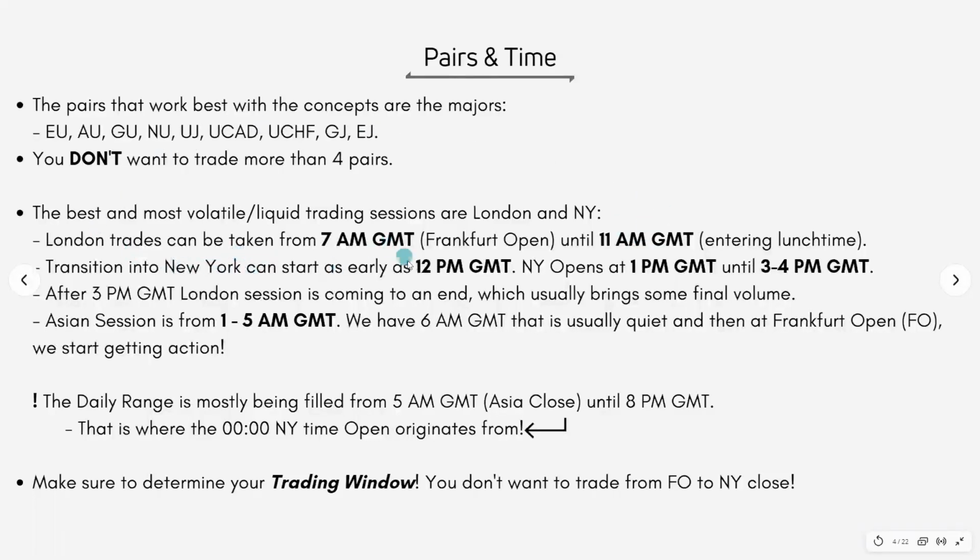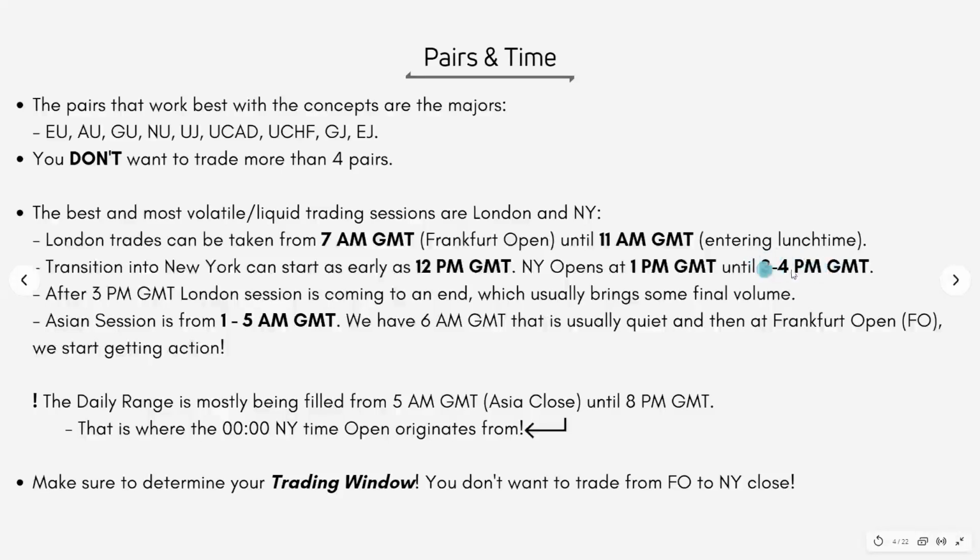So New York can start as early as 12 p.m. GMT. So this is the earliest, but usually New York opens at 1 p.m. GMT. And it runs until 3 to 4 p.m. GMT. And this is not when New York closes. This is like the trading window. This is when the opportunities are going to happen. This is when we want to trade.